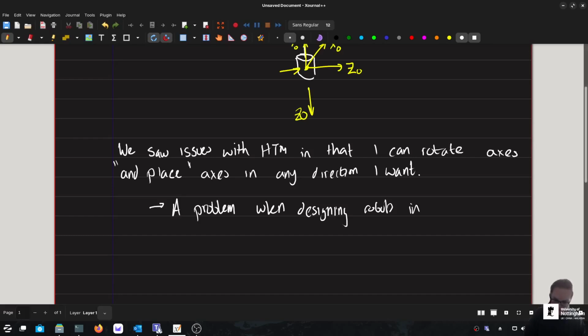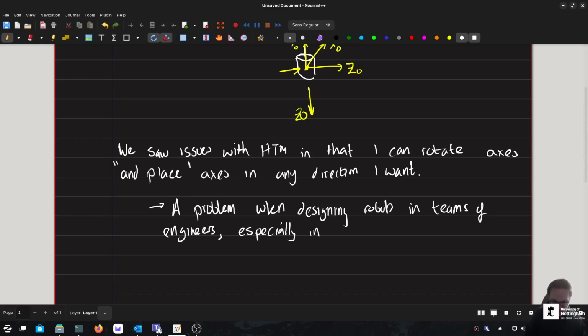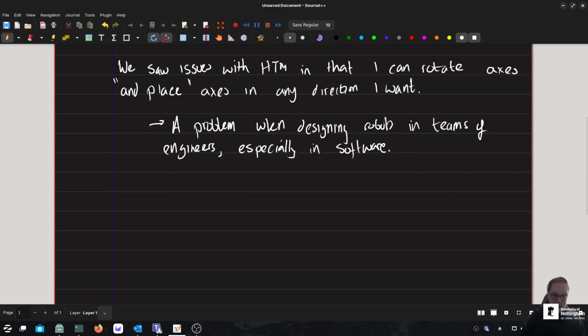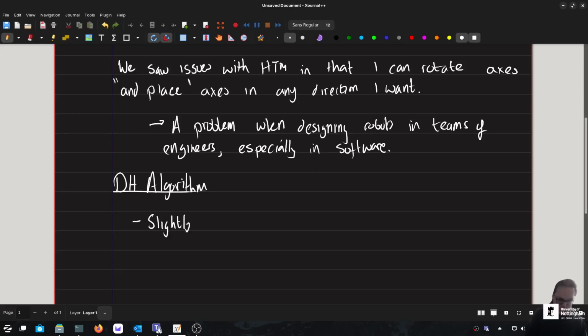In teams of engineers, especially in software, because obviously we've got to program all these turns and angles when we actually want to make these functional robots. So the solution to doing this is the DH algorithm. It's ever so slightly different to what we've done already. It's a slightly different approach.